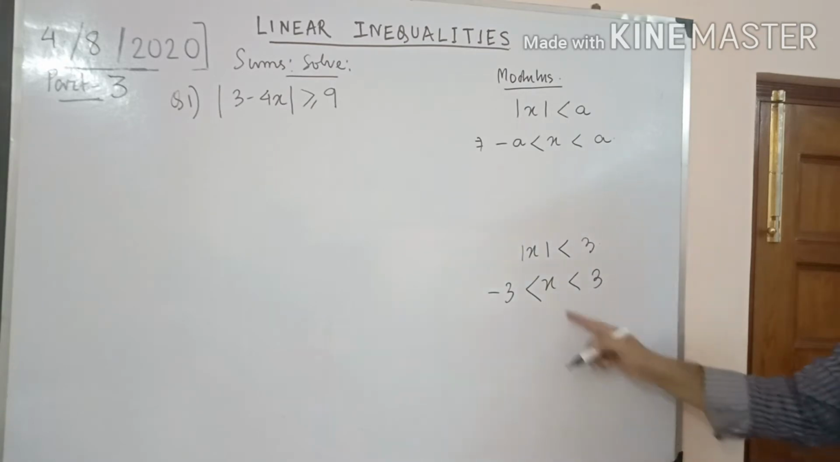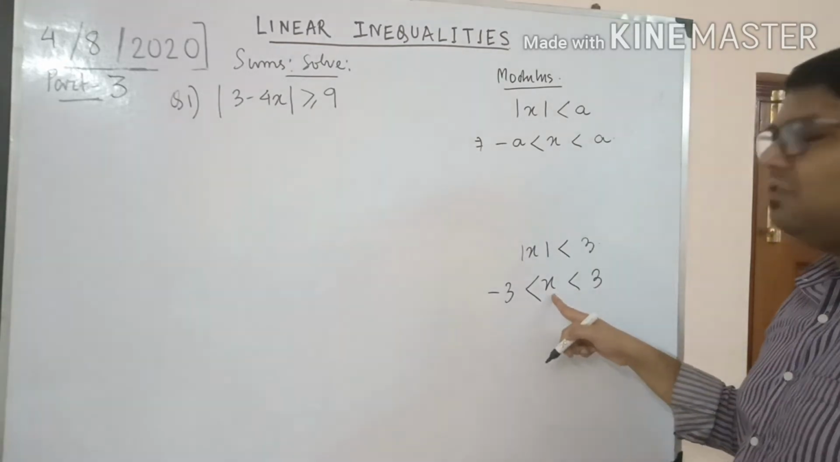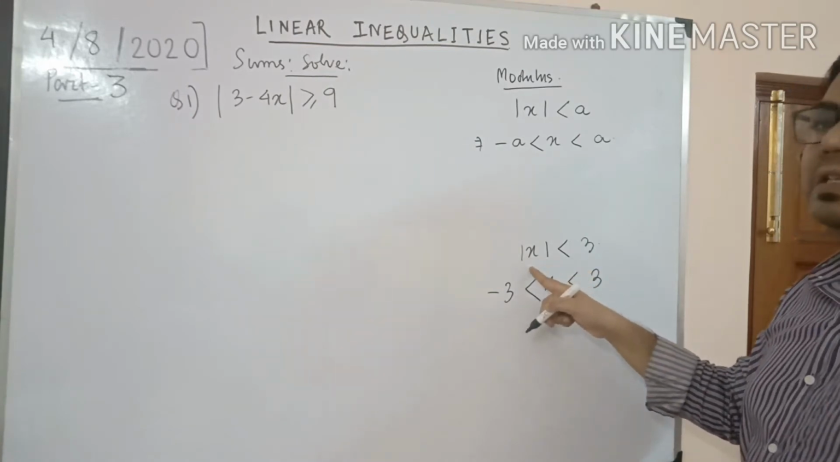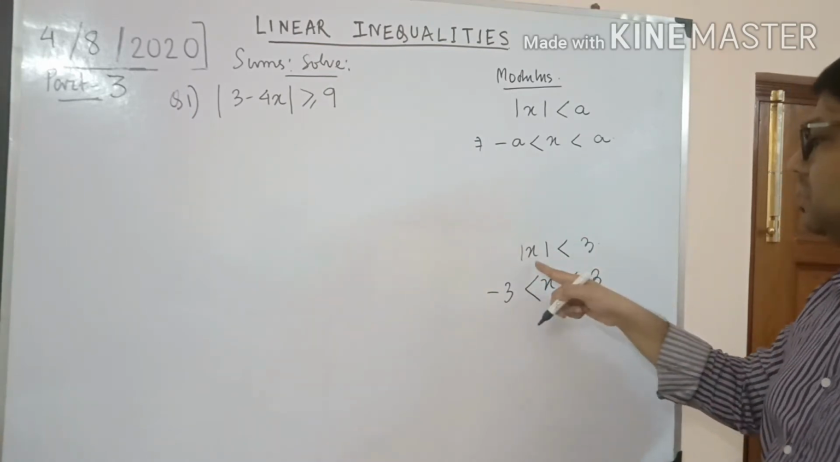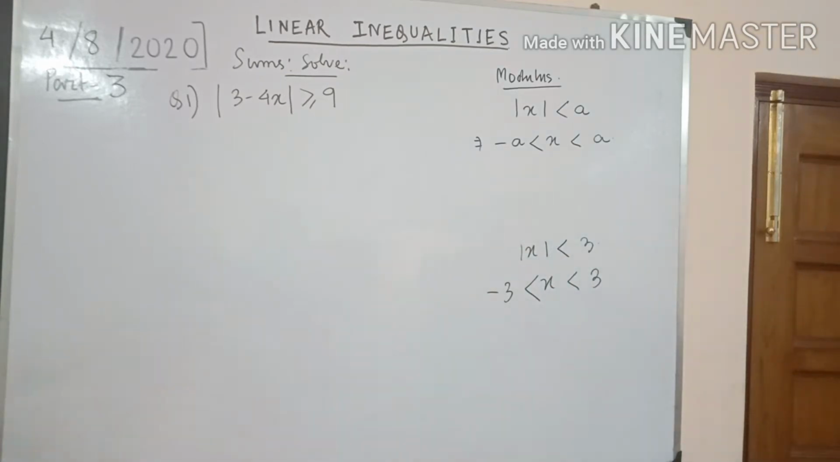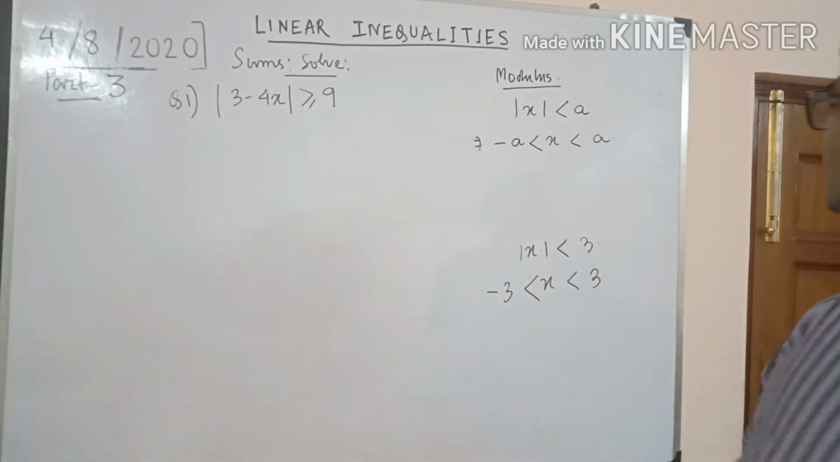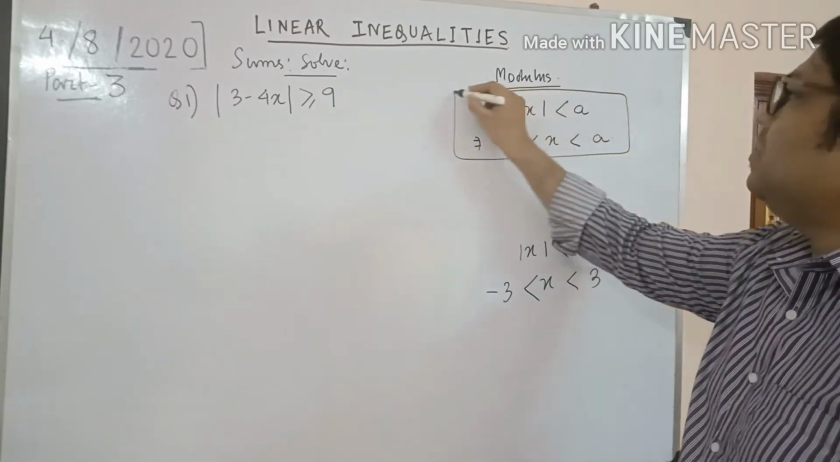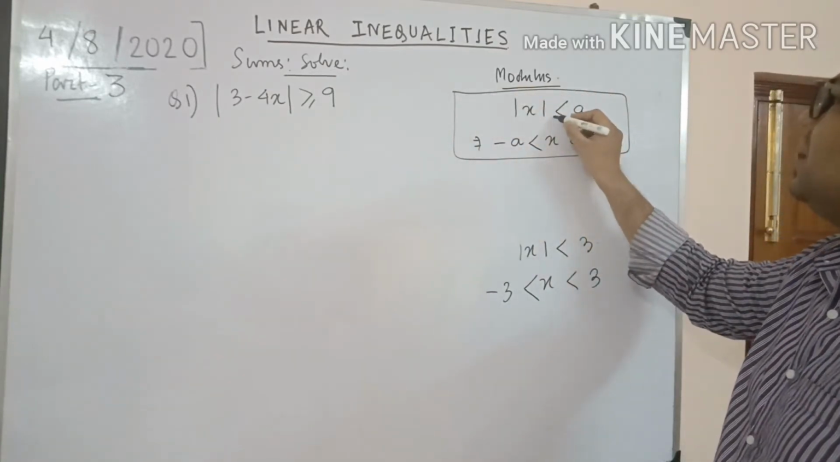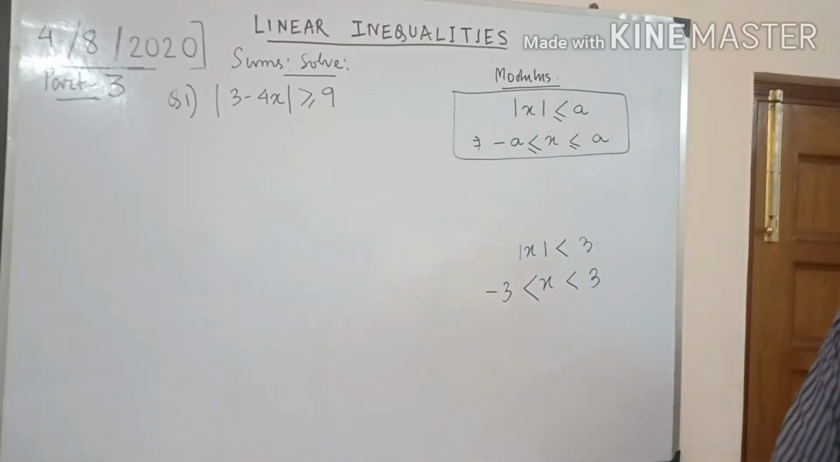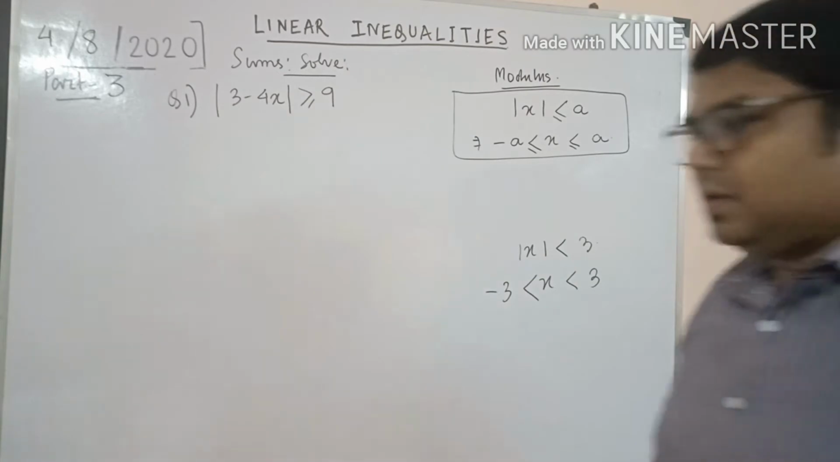So how to justify it? Put any values in between. Say if you put 0, 1, 2, it works. If you put minus 1, minus 2 also, it works, because if you put minus 1 it becomes 1, and if you put minus 2 it becomes 2. So this is how this thing is going to work. Now obviously, if there is lesser than or equal to, these things will carry the lesser than or equal to sign.